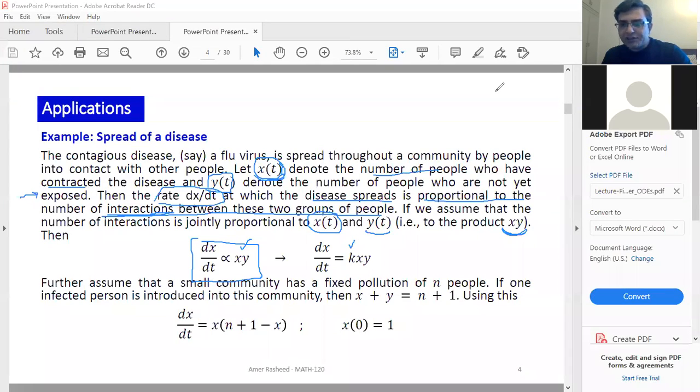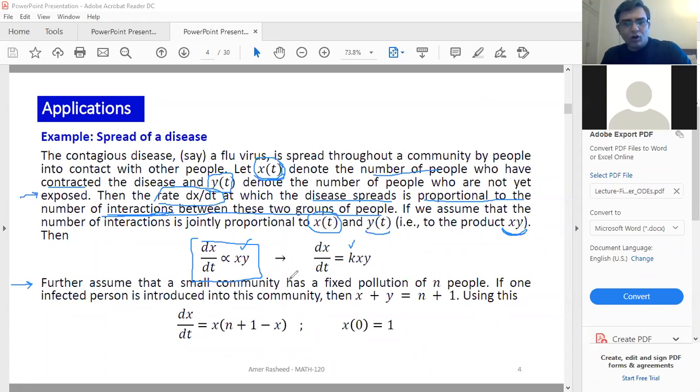Yes, there's a question in the chat window. It is further assumed that the number of interactions between X and Y is their product, XY. It is also assumed here, and we can assume it. I have explained it here at the bottom of this slide.